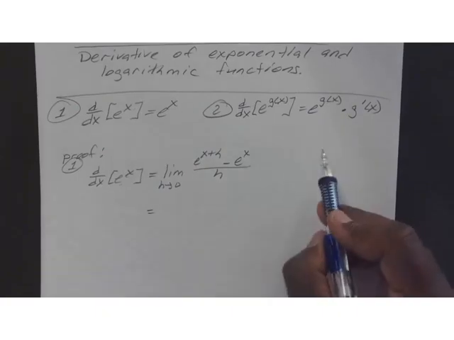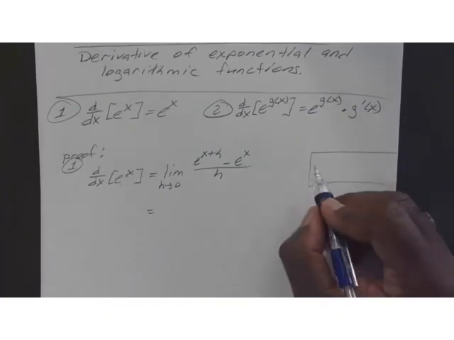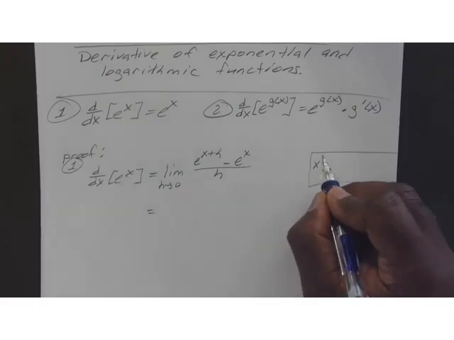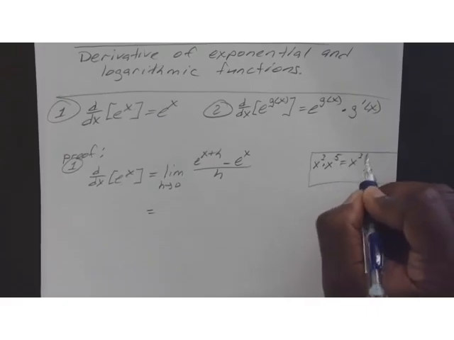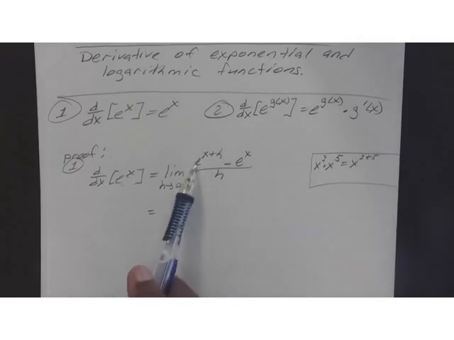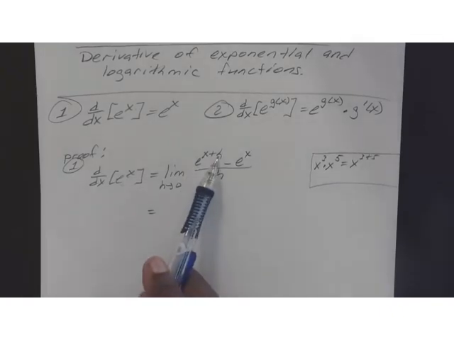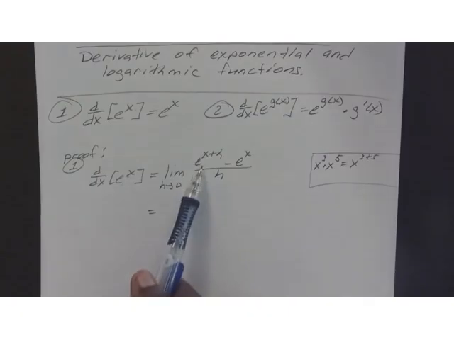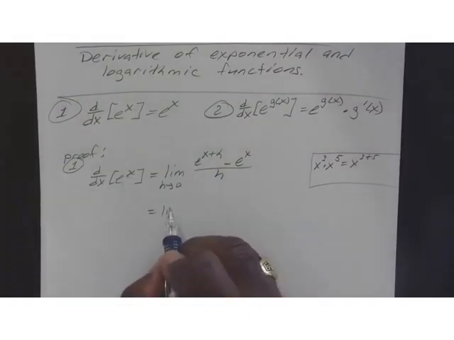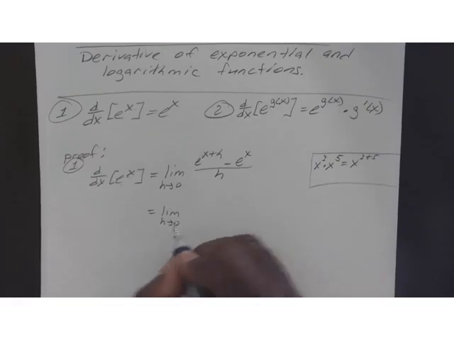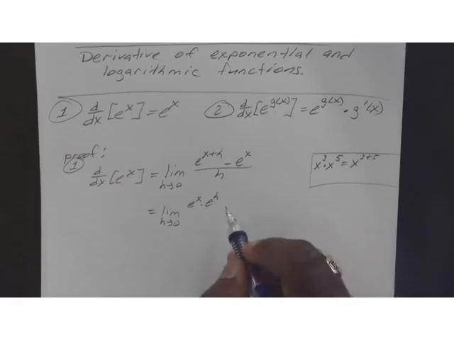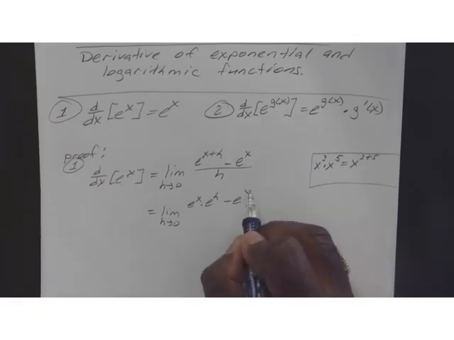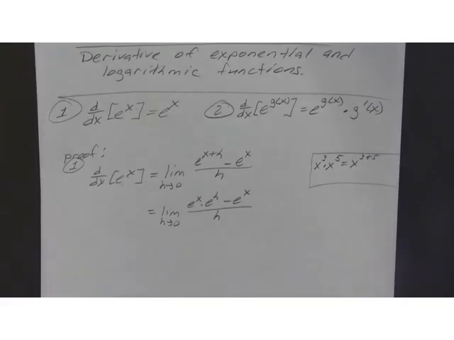Okay. Well, the same way, if we had x to the third power times x to the fifth power is equal to x to the power of 3 plus 5, we can rewrite e to the power of x plus h as e to the power of x times e to the power of h. So the limit as h approaches 0 of e to the power of x times e to the power of h minus e to the power of x all over h.